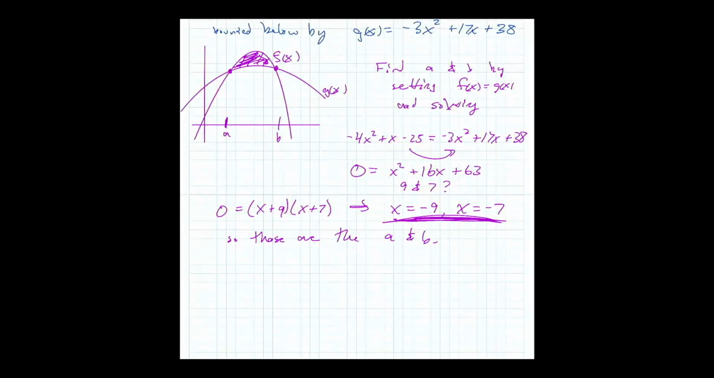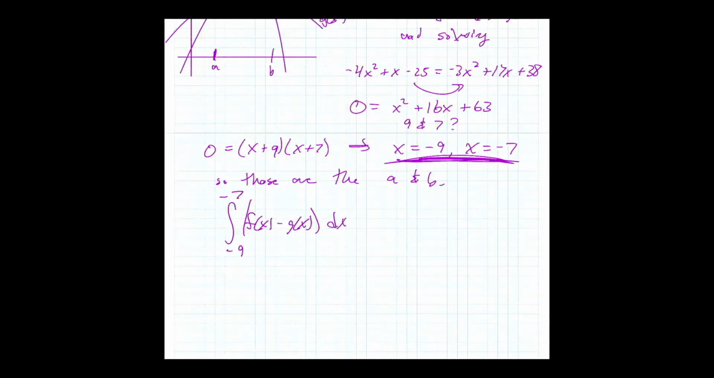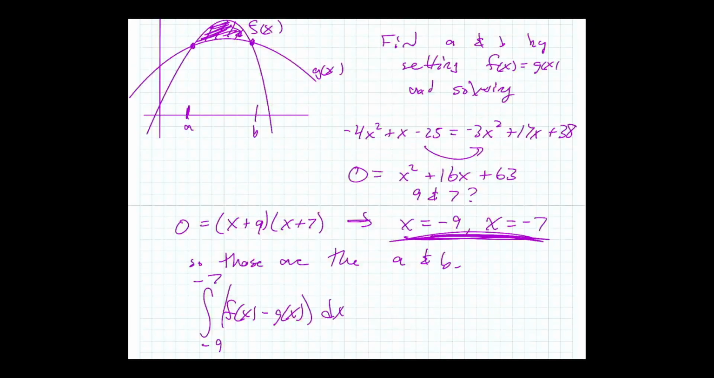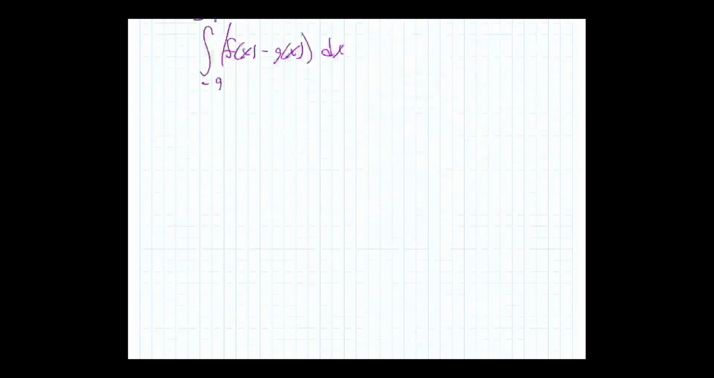So my integral then is going to be the integral of f of x minus g of x. We have to plug those in, but my limits are going to be negative 9 up to negative 7. Okay, and you could have used a computer. If you typed this into the computer, it should have just popped out the 9 and 7. Or if you just graphed both of these on Desmos, you would have been able to click on where it looked like they were intersecting and figured out that they were at negative 9 and negative 7. So lots of ways to come up with those.